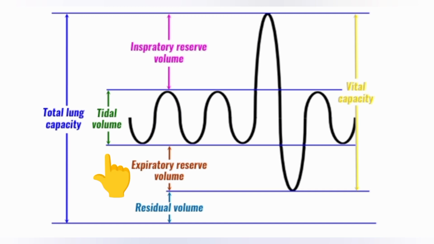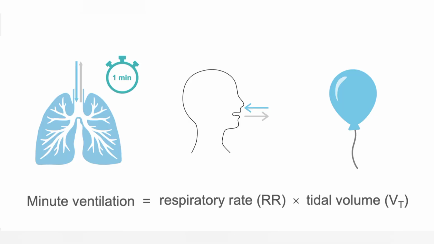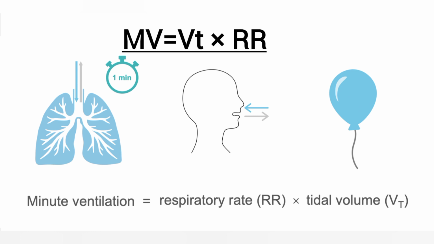The very first parameter is tidal volume. Tidal volume is the volume of air inhaled into the lungs in one breath. Second is minute volume. It is the total volume of air inhaled into the lungs in 1 minute. Then RR is respiratory rate. It is the rate of inhalation of air in 1 minute. That is, how many times we breathe per minute is our respiratory rate. Now you can understand the relation between the three parameters: minute volume is equal to tidal volume times respiratory rate. That is, MV = VT x RR.